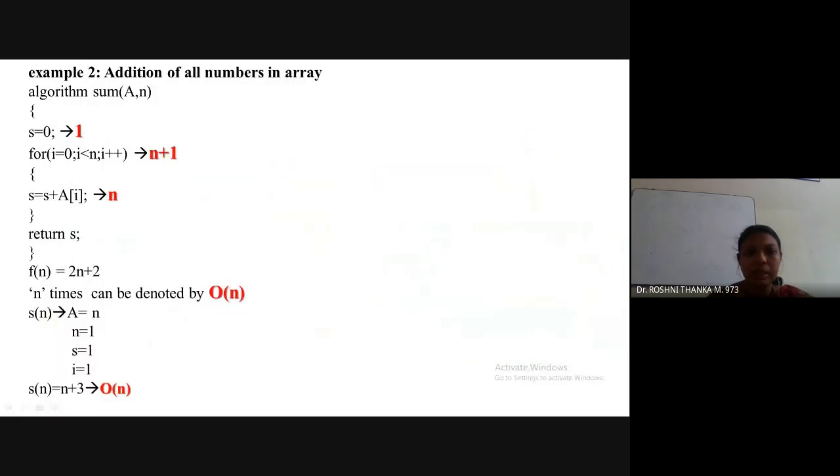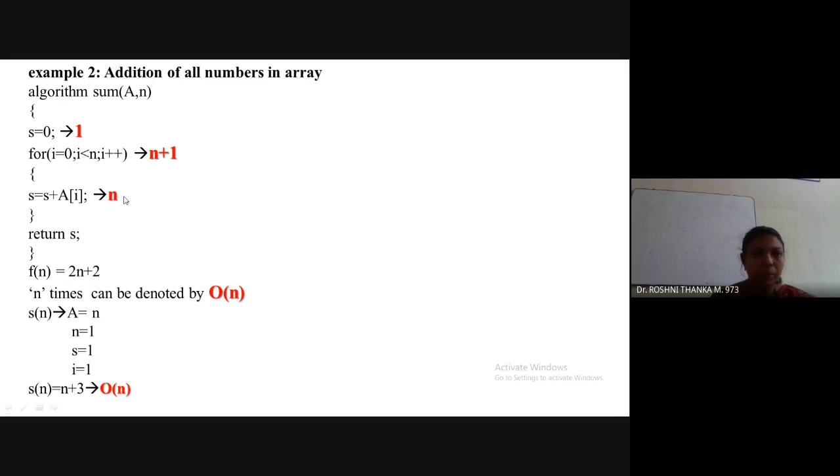Okay, so let's go to the next example. So here again, time complexity you know already. Every statement like this will take a time of 1. And here the for loop goes from 0 to less than n, so it will run for n plus 1 times. And this statement will be executed for n times. If you sum all this up, the highest degree of polynomial you will get is big O of n.